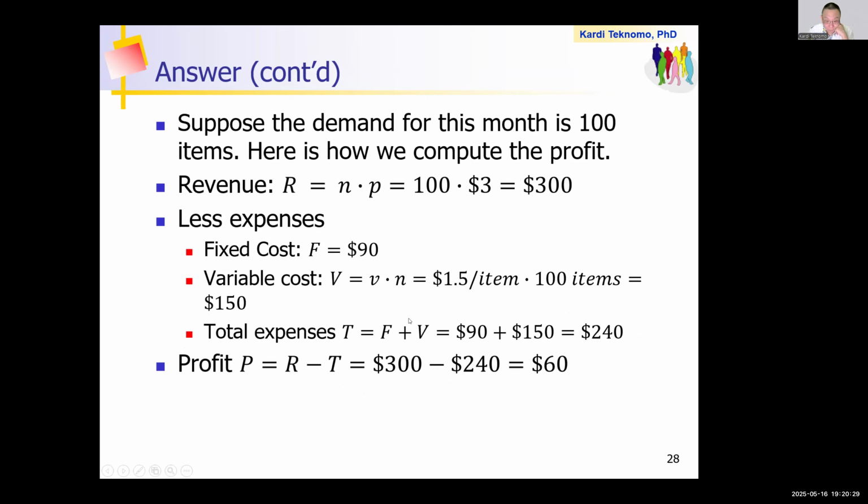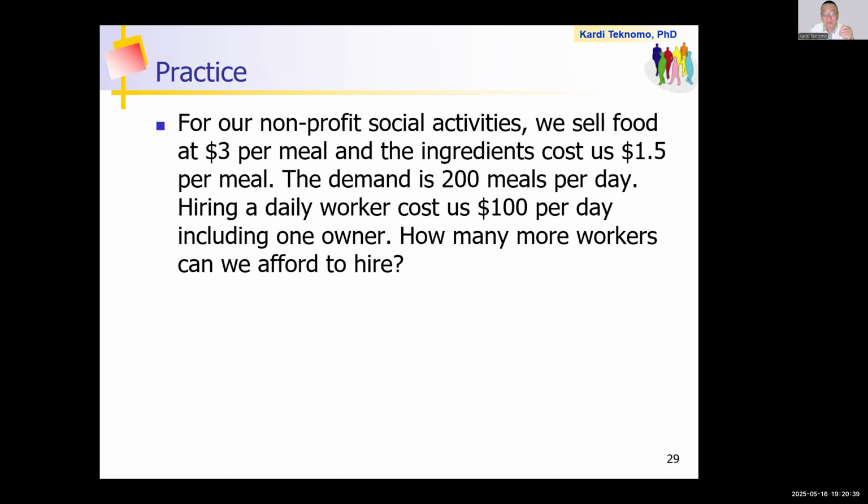So this next example, or next practice, can you do this? Can you practice this one?